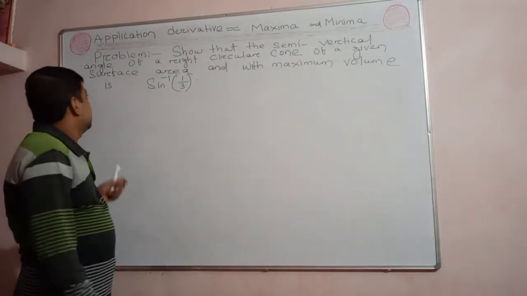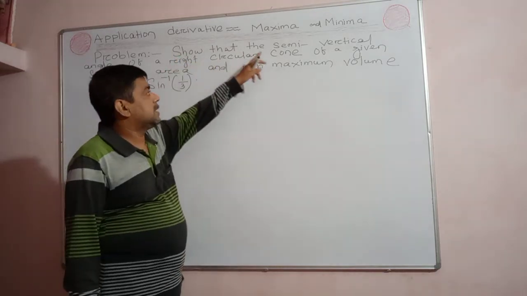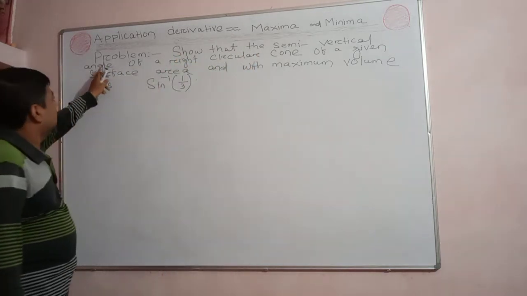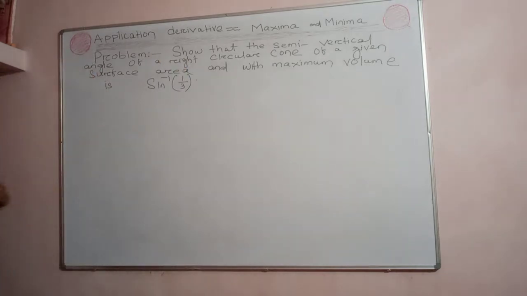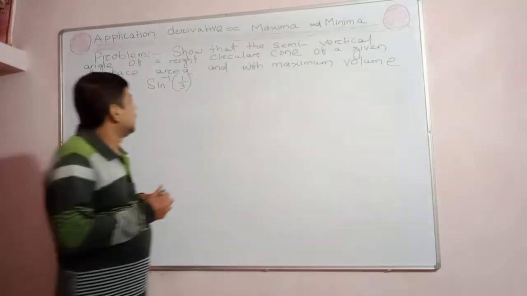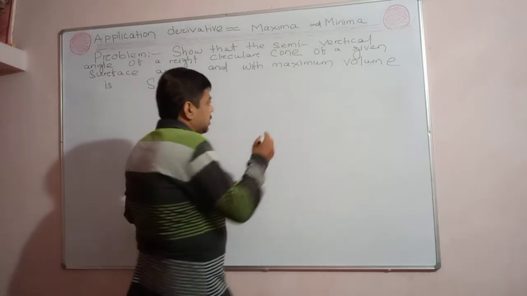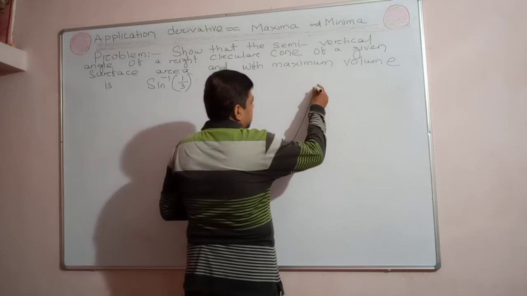Here is the problem in front of you. Prove that the semi-vertical angle of a right circular cone of a given surface area and with maximum volume is sine inverse of 1 upon 3. Here we are going to prove it. A right circular cone is given.